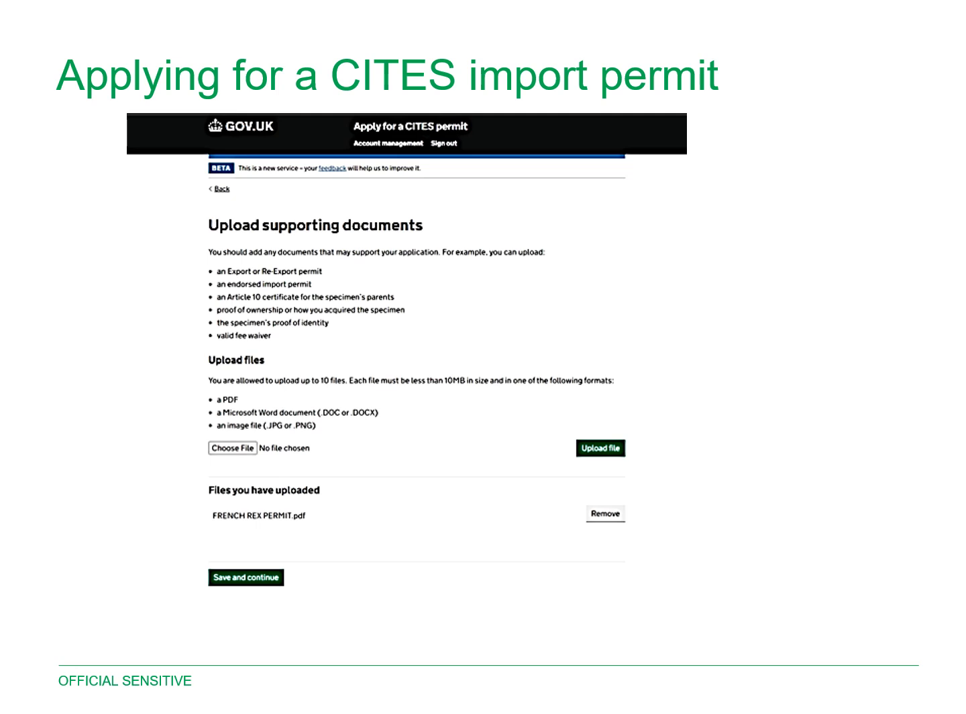For this video, you will see we have uploaded a PDF of the French re-export permit that we gave details of earlier. You can also upload a signed letter of authority at this point if you are making an application on behalf of someone else, such as a client, friend, or family member. Once you have finished uploading your supporting documents, click Save and Continue.